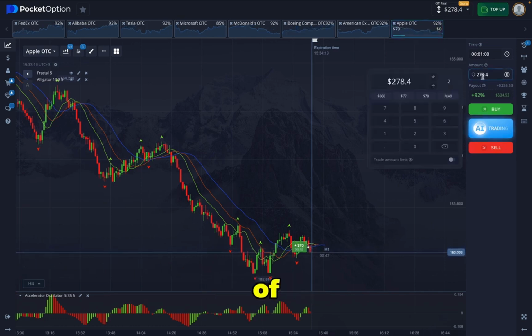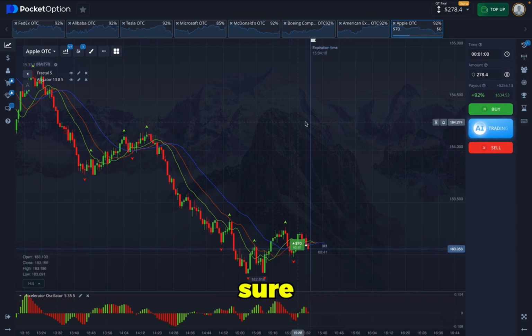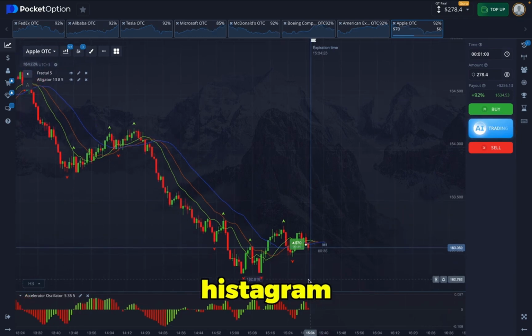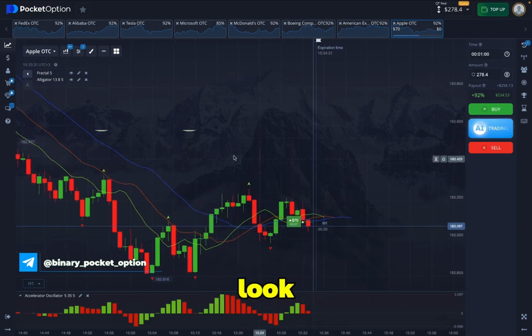And in case of failure of this position, I will open an additional deal at a more favorable level. I am sure that we should have an upward exit here. There was a change in direction on the volume histogram, and there was also an earlier formation, the structural minimum. Let's look at the result.